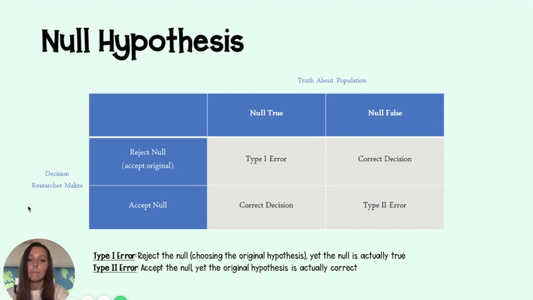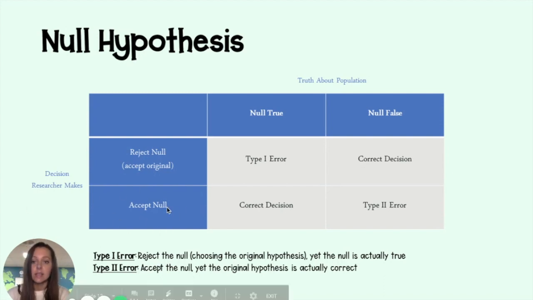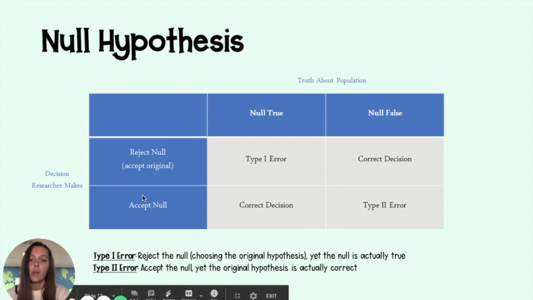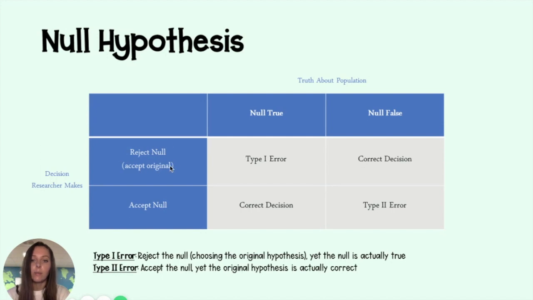However, sometimes you can accept the null hypothesis, that if there is any difference, it's due to chance, but then sometimes that null hypothesis can be false. So that's a type 2 error. You accepted the null hypothesis when the original hypothesis was actually correct. So you can have two types of errors, but then there can also be times when you get the correct decision of accepting the null hypothesis and it being true. That's a correct decision. Or rejecting the null hypothesis and the null hypothesis was indeed false.